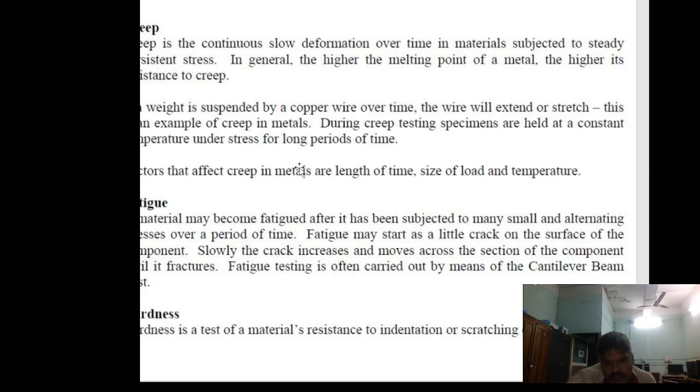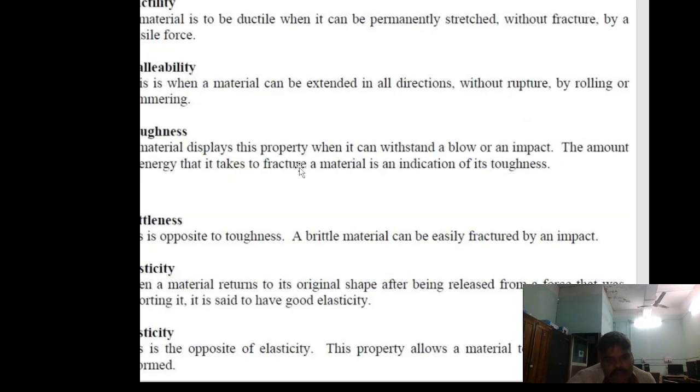Hardness is a test of a material's resistance to indentation or scratching of its surface. Ductility: a material is said to be ductile when it can permanently stretch without fracture by a tensile force. Malleability: this is when a material can be extended in all directions without rupture by rolling or hammering. Toughness: a material displays this property when it can withstand a blow or an impact. The amount of energy it takes to fracture a material is an indication of its toughness.